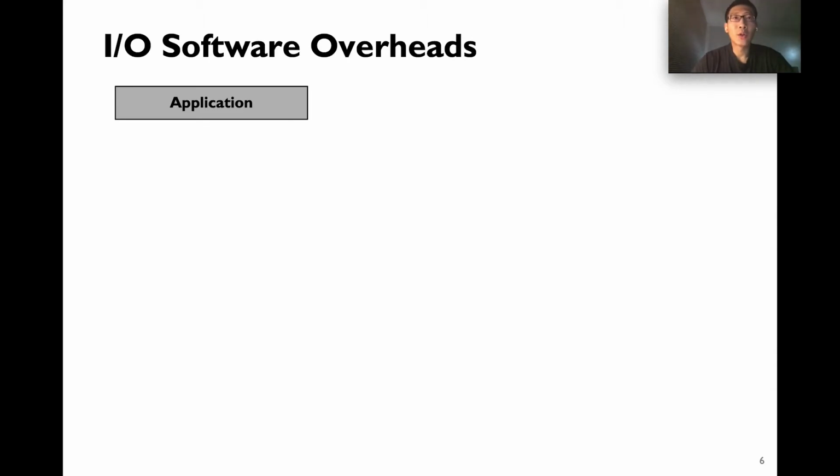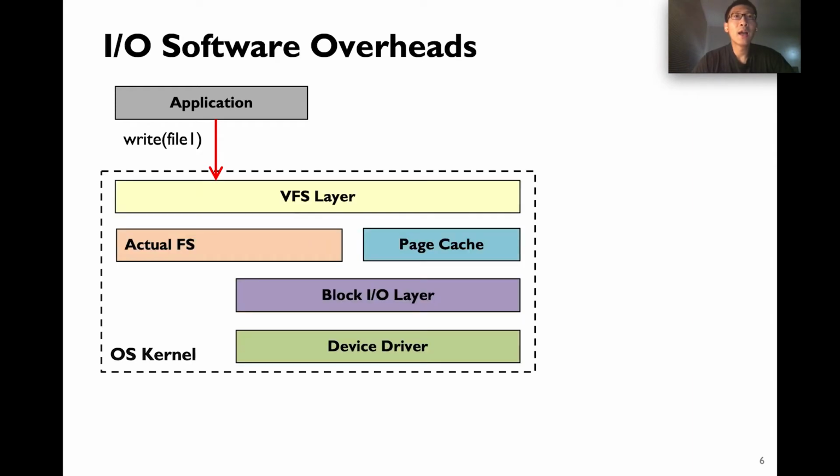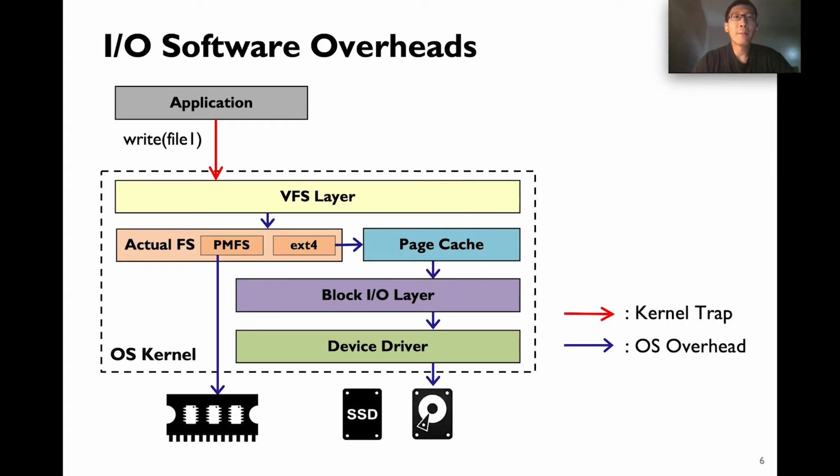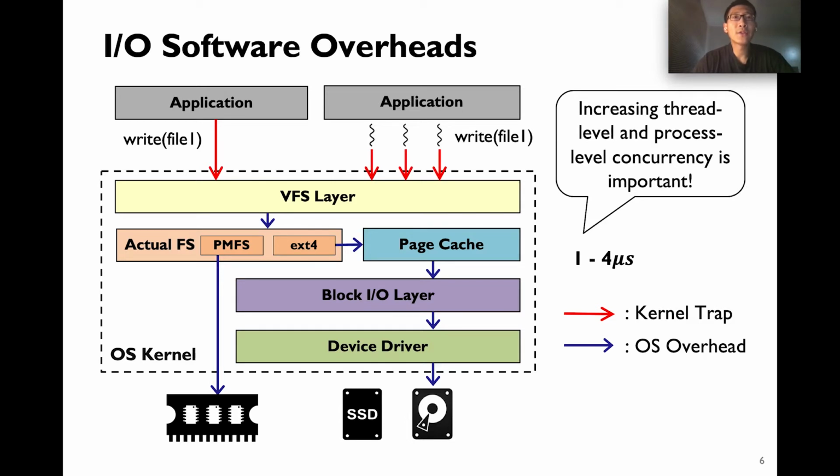To access a file on the storage, an application needs to issue a system call trapped into the OS kernel. And there are several layers along the I/O subsystem in the Linux kernel before reaching the storage. During the above process, the following software overheads dominate: kernel trap and OS overheads such as locking inside the OS. An I/O system call takes around 1 to 4 microseconds depending on system call type and data size. As we see, for all of the storage media, file system layer performance becomes very critical. Moreover, when applications are sharing files, increasing thread and process level concurrency is very important.